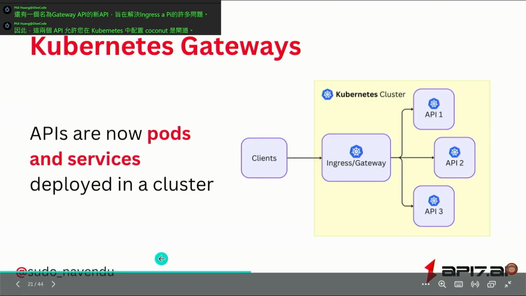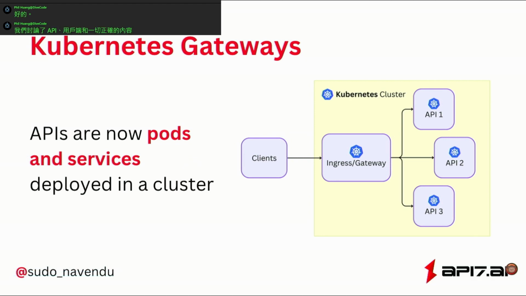Okay. So we talked about APIs, clients, and everything, right? Now we move to the Kubernetes world. Now your APIs are pods and services in a cluster. So that's the change here. Instead of your APIs being separate, they are now deployed in a Kubernetes cluster, and you have an ingress or a gateway in front of your APIs, which is sending traffic to your APIs. Does that make sense? Okay. So you have two options, either the Ingress API or the Gateway API. The rest of the stuff remains the same. Everything is deployed in Kubernetes.